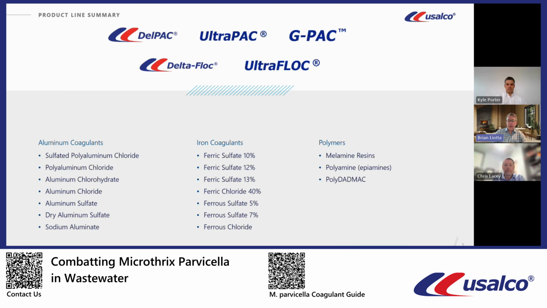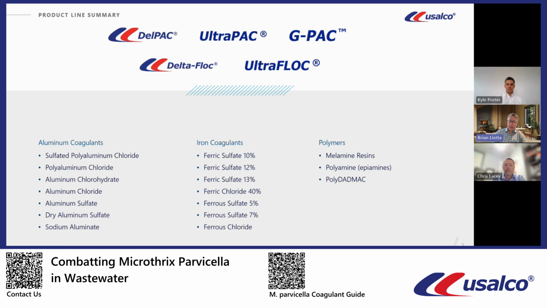We've got a really great product line. It's comprehensive, as I mentioned before, and it's a pretty diverse range of advanced coagulants and polymers, which are tailored to optimize water treatment processes. So you probably recognize all the signature brands at the top of the slide, brands like Delpac and UltraPac, GPac, DeltaFloc, UltraFloc. They all provide specialized solutions for various treatment needs.